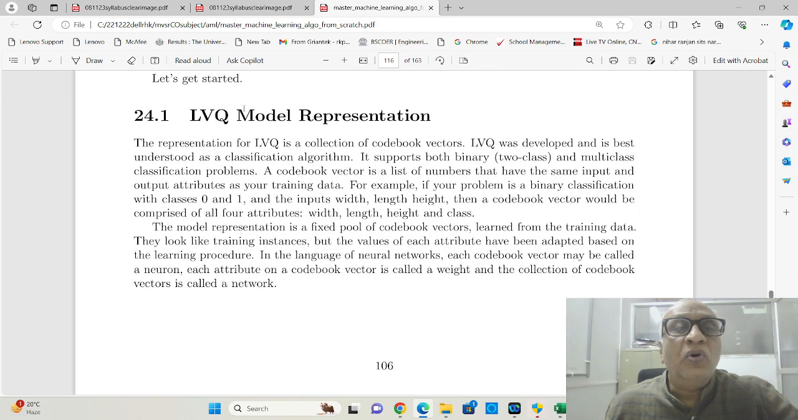Now coming to model representation of LVQ. You should remember a keyword called codebook vectors. LVQ actually is a collection of codebook vectors. LVQ is a classification algorithm. It supports two classes, and it supports multiple classes. What exactly is a codebook vector? It is just a list of input and output attributes of your training data.